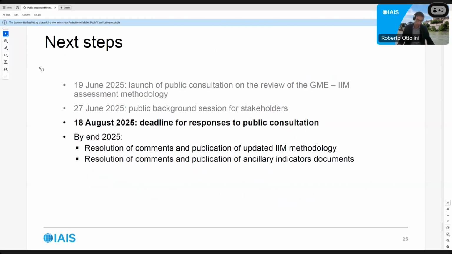In terms of next steps, the key date is 18th of August. So the deadline to provide your feedback to the public consultation using the tool that I just described. And then we aim to publish the resolution of comments and updated documentation on the methodology by the end of this year, together with the updated documents on the ancillary indicators.